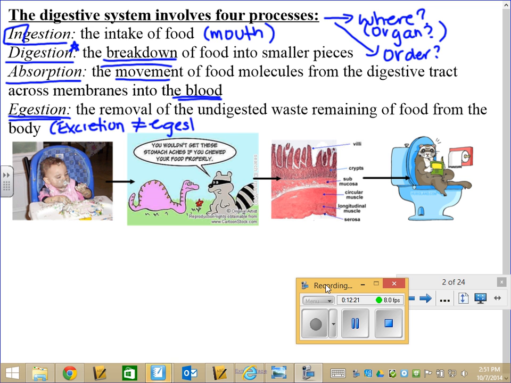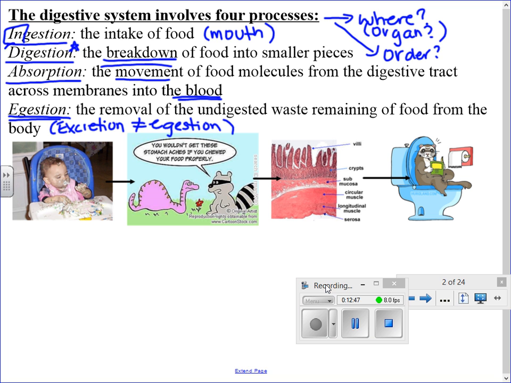Excretion and egestion are not the same thing. And right now, you're probably like, who cares? We're not even talking about excretion. But we will eventually, in our next chapter, talk about the production of urine, which is excretion. And a lot of the times people think that, oh, that's what happens at the end of my digestive system too. But the word we're going to use is egestion.